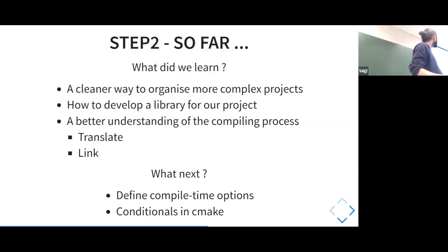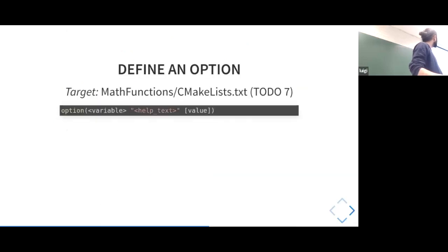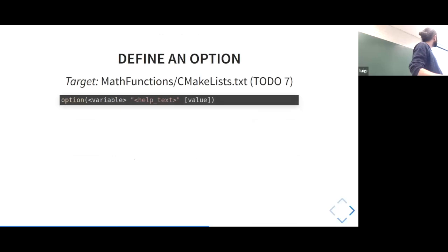What comes next is options and conditionals. In CMake, you can compile part of your code depending on some conditions. You can set some options that you want to tune at compile time for your program. For example, if you want to use one library or another, say PyTorch and TensorFlow, and you want to switch between the two, you can do it.